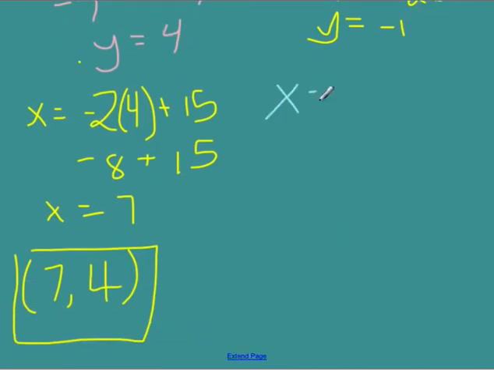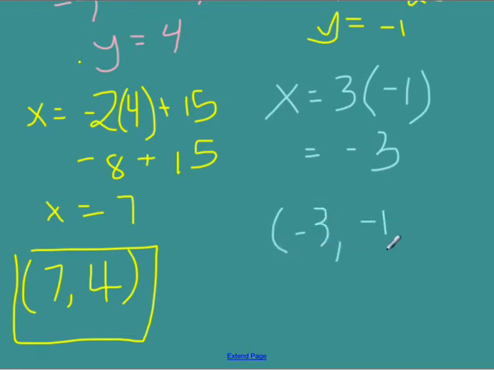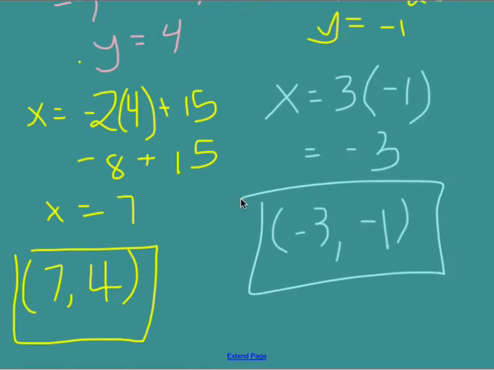So I have x is equal to 3y. Well, instead of putting in the y, I'm going to put in the negative 1 because that's what y is equal to. So then I get negative 3. And now I need to write that as a coordinate point. First I write my x, and then I write my y. So I get negative 3, negative 1 for number 4.